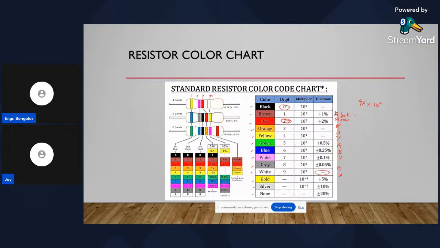So therefore, yung resistance natin is 47 times 10 raised to 2 ohms, or ilan ba 'to? 47 times 100. So yan siya. So paki-memorize na lang 'to kasi importante din naman 'to.